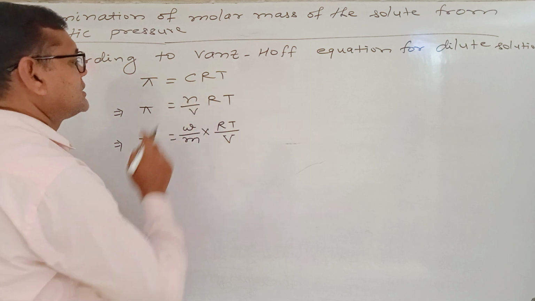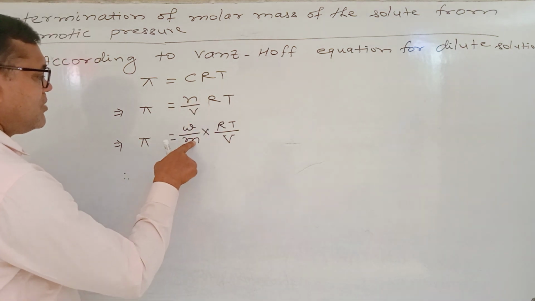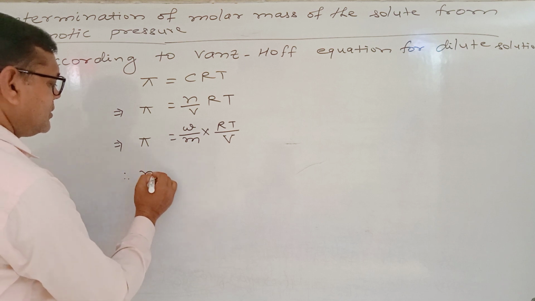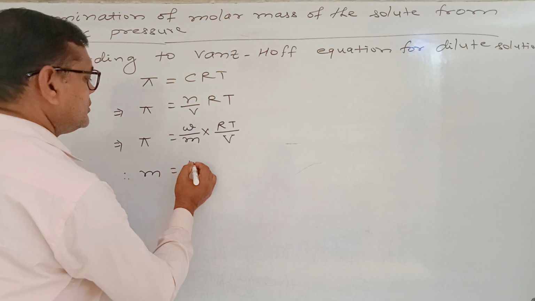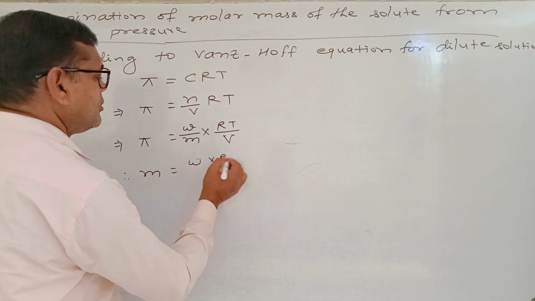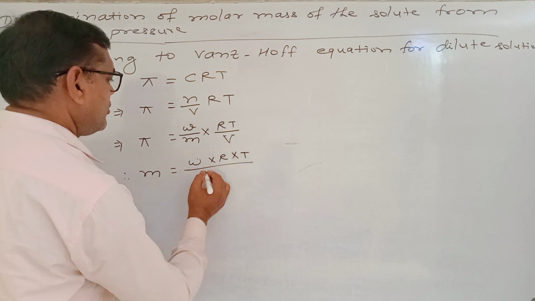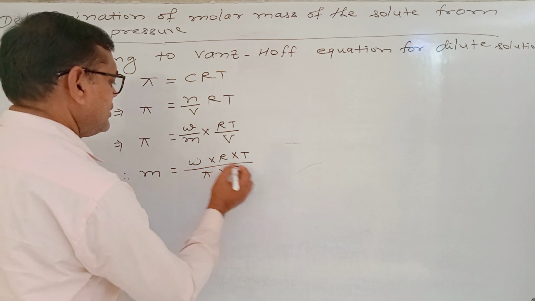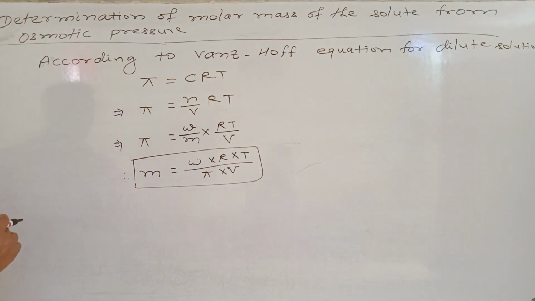Therefore m moves here and the equation becomes m is equal to W into R into T upon pi into V. It is the molar mass of the solute.